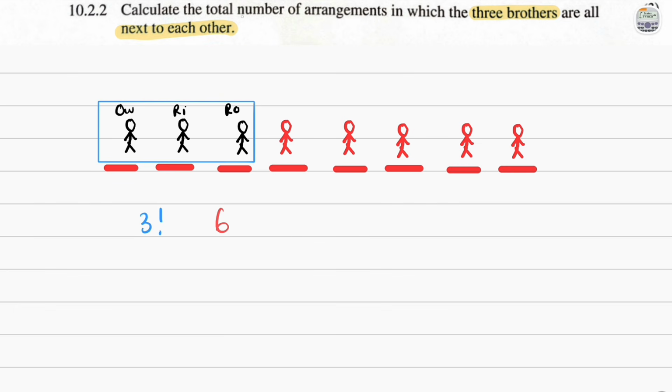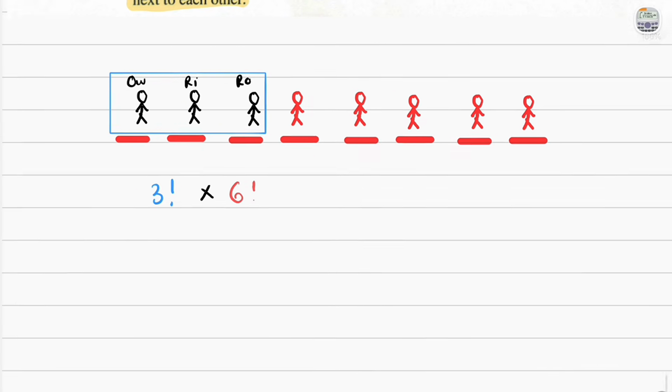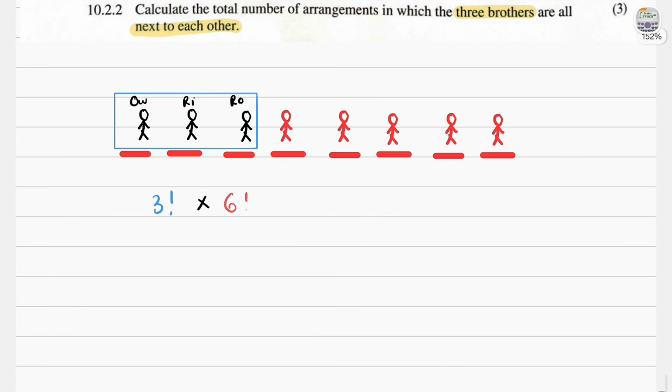Once that person is standing, the next person would have how many positions? Next person would have 5 positions. And then the next person would have 4, 3, 2, and then 1. So to account for this, we're going to multiply by 6 factorial. And that would be it because they're allowed to move around. They're not a group. If they were a group, we would say 3 factorial multiplied by, and then we'd group them together as a group of 5, and say 5 factorial.